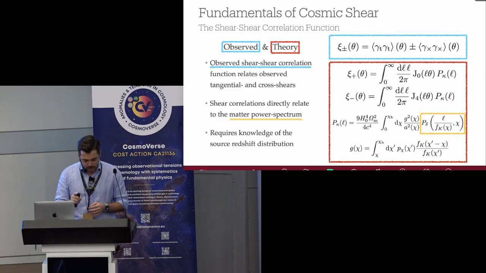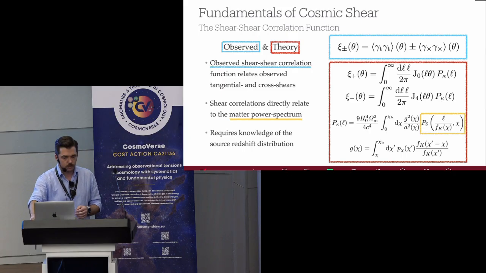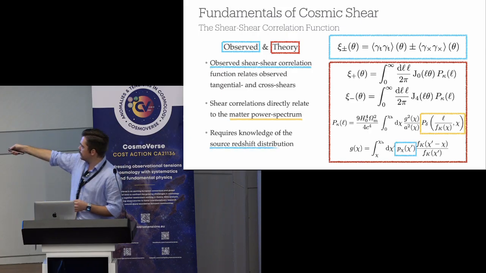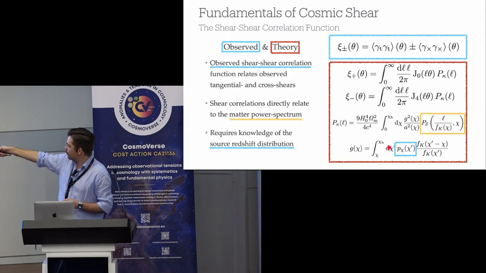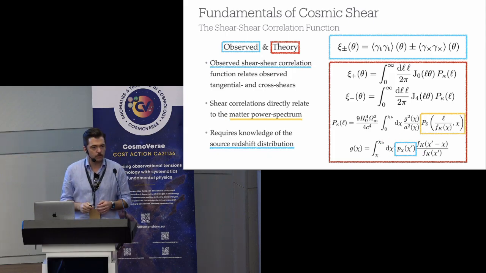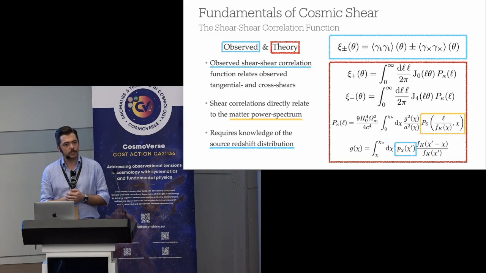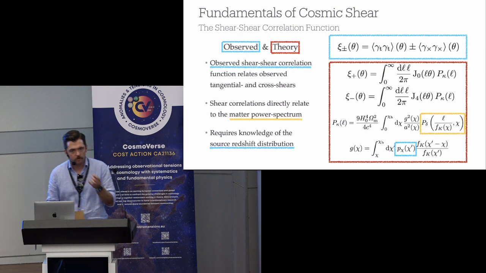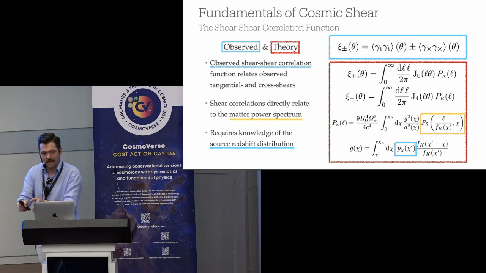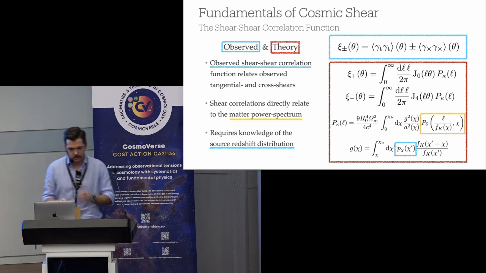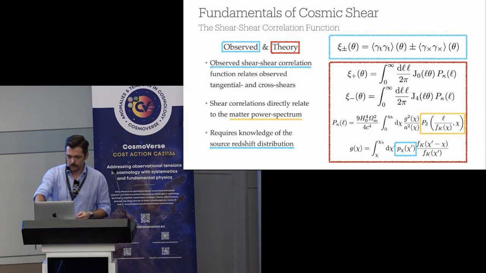But there is one particular pickle in this story, and that is this g squared of chi, and in particular this p of chi prime, because that thing there is the source redshift distribution, and that's an observed quantity in our cosmic shear surveys, which means that there is an observed parameter that is embedded in the heart of our modeling, and that turns out to be a little bit of a pickle that we'll talk about quite a bit.